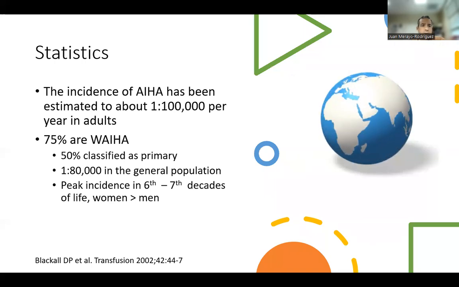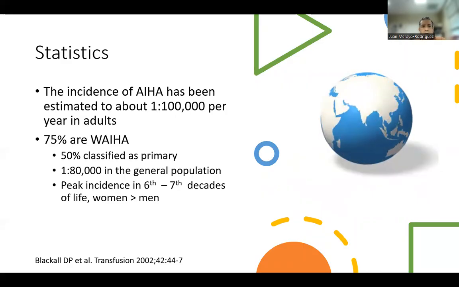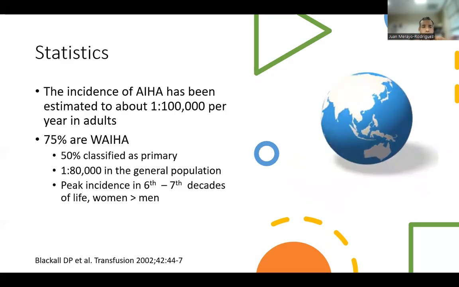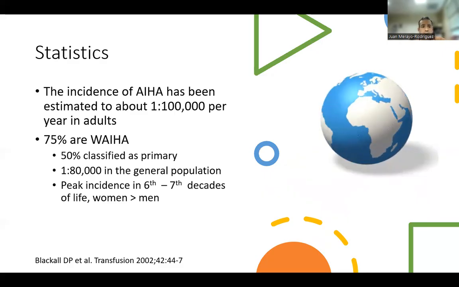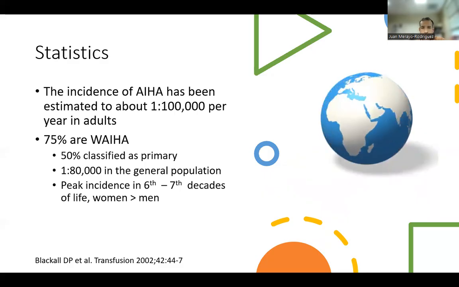Looking at the statistics, the incidence of autoimmune hemolytic anemias has been estimated at about 1 in 100,000 per year in adults. The majority of them are warm autoimmune hemolytic anemias. 50% of them are classified as primary, 1 in 80,000 in the general population, and the peak incidence is between the 6th and the 7th decades of life, and it's more commonly seen in women than men.